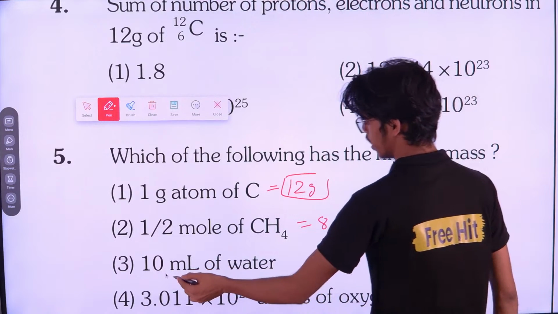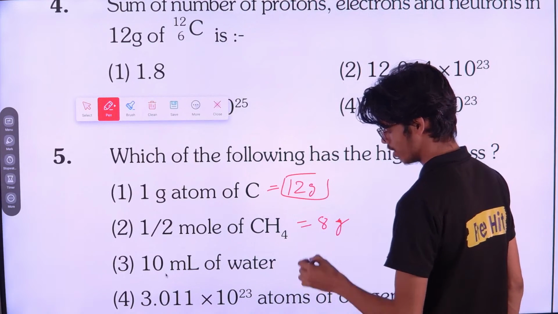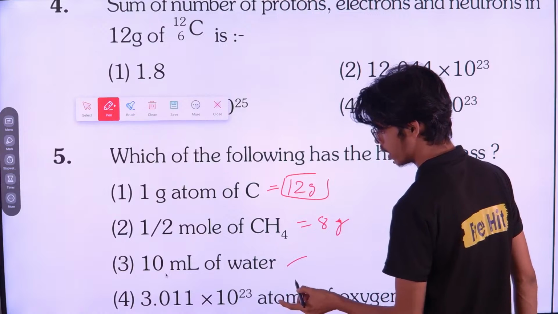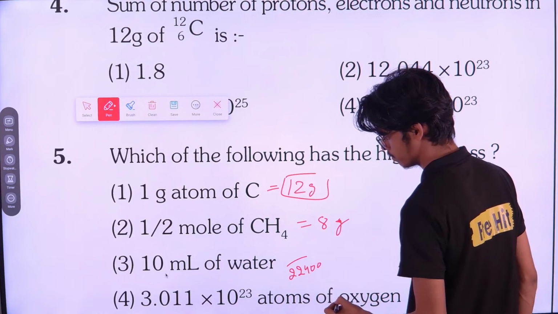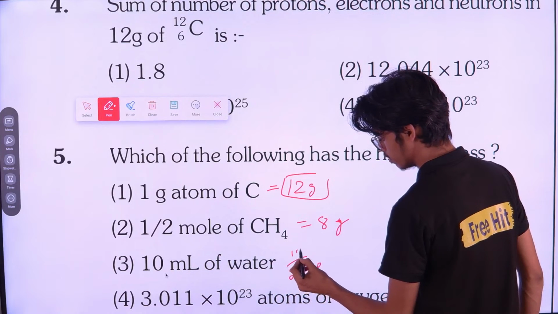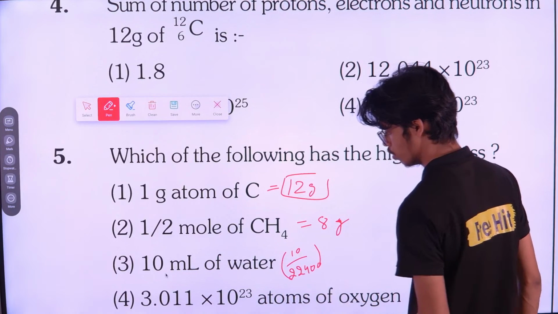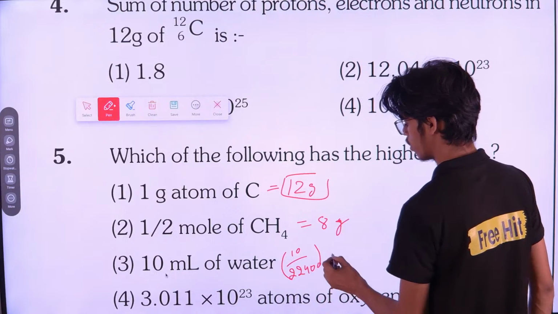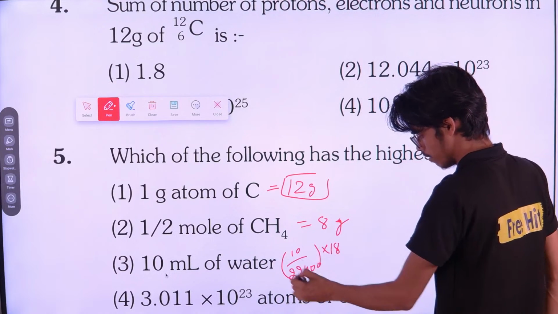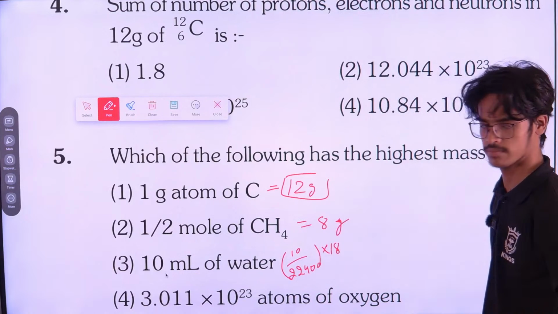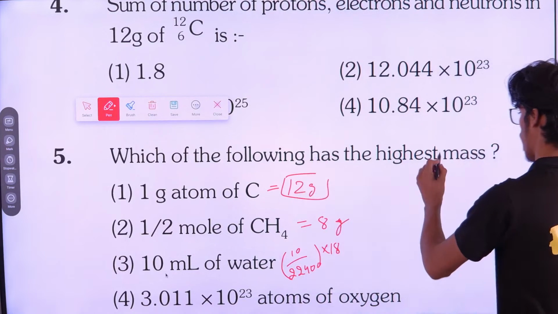Okay, 10 milliliter of water. Do you know, for 1 mole there should be 22.4 liter, which means 22,400 milliliter. If you put 10 milliliter, this is the amount of moles you have of water, and you have to multiply it by 18 to get the mass. It's a very small number, we can already see. We want the highest mass.